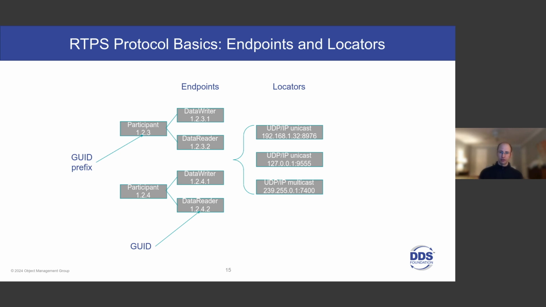And then the third one is a multicast address where you could reach them by sending a message to them on that multicast group. So again, the locators are typically going to be shared by a number of endpoints, and discovery, the main goal of discovery is to really communicate the existence and the locators for endpoints.